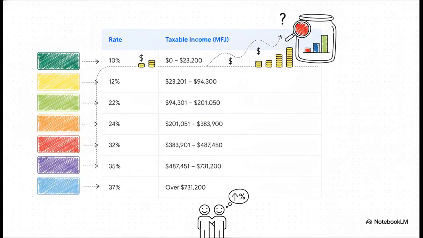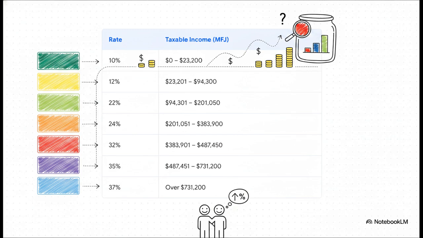Okay, take a look at the full 2024 table for married filing jointly. You can see the 7 rates scaling from 10% all the way up to 37%. The U.S. uses marginal progressive brackets. So, the absolutely crucial point here is that our couple with $400,000 in income does not pay 32% on their entire income. Not at all. Instead, think of it like a layering mechanic. They pay just 10% on their first $23,200.